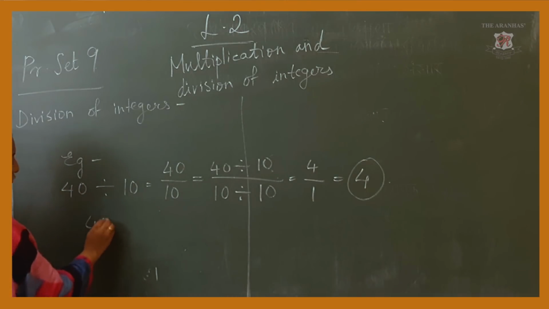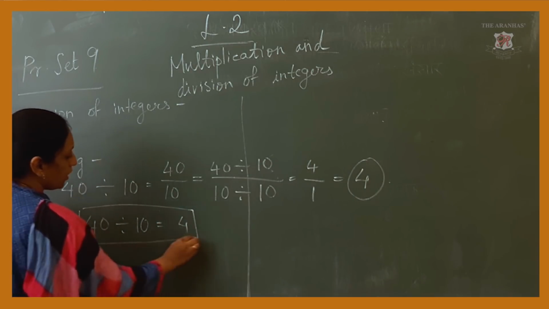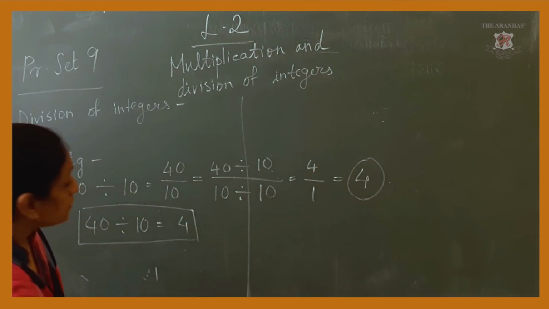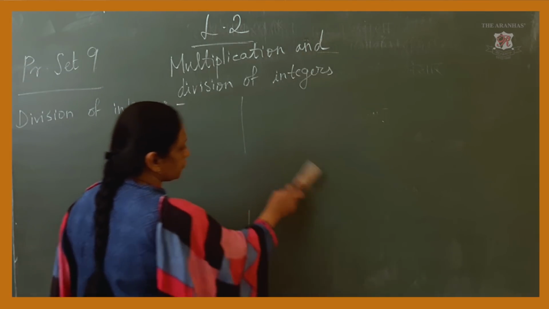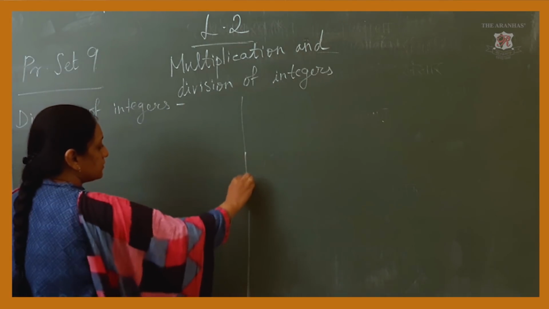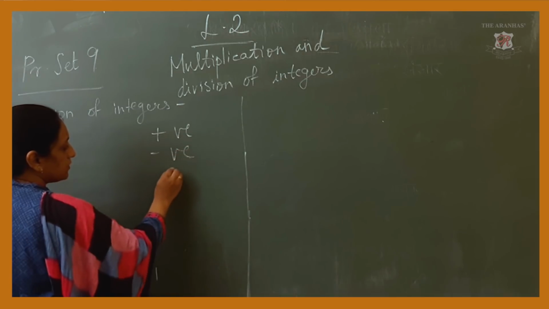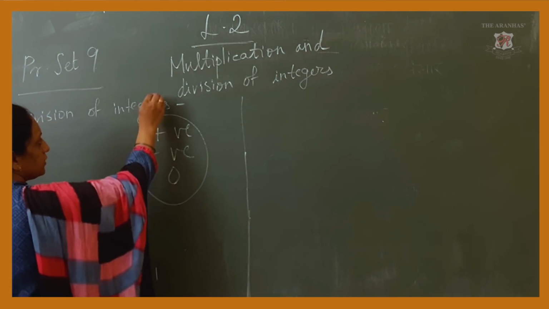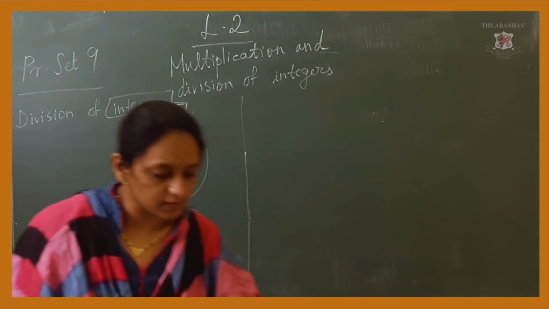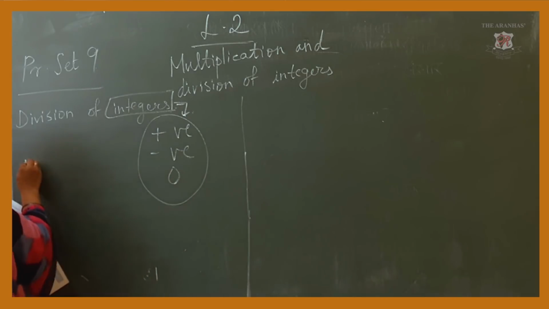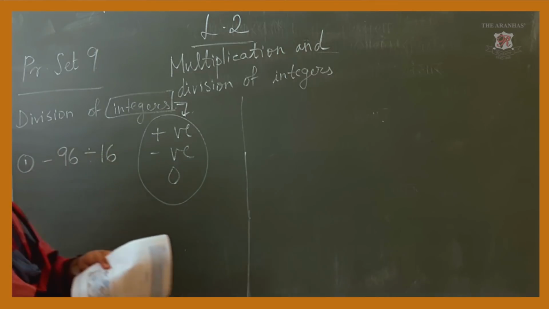So we can write this in direct format: 40 divided by 10 equals 4. Everyone knows this type of division. This is a simple division which we have done till the 6th standard. Now what to do for integers? Again I tell you, integer means positive numbers, negative numbers plus 0. Three things together form the group of integers. Now students, the first sum of the exercise is minus 96 divided by 16.